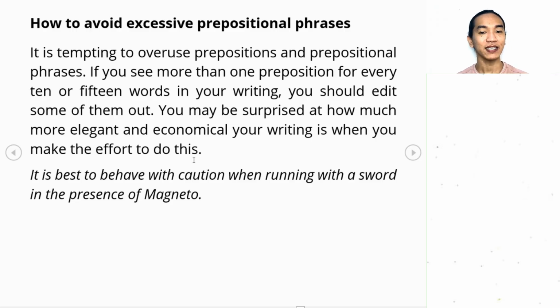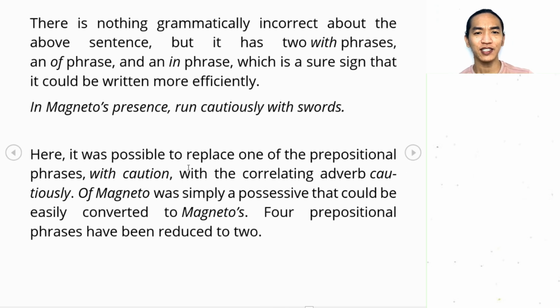Example, it is best to behave with caution when running with a sword in the presence of Magneto. There is nothing grammatically incorrect about the sentence, but it has with, with, of, and in, which is a sure sign that it could be written more efficiently. Therefore, we can make it more sophisticated and better sounding by reducing some of the prepositions. Example, in Magneto's presence, run cautiously with swords.